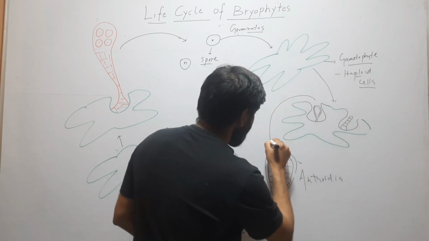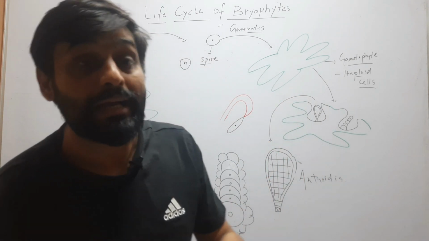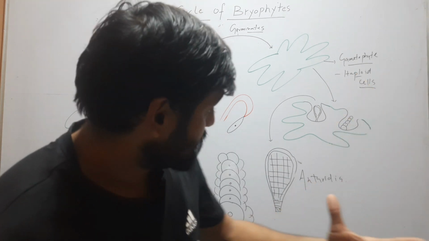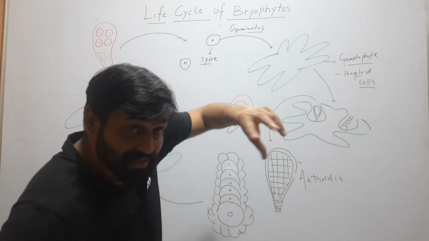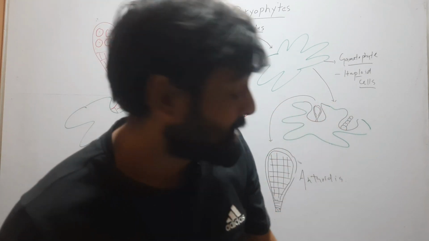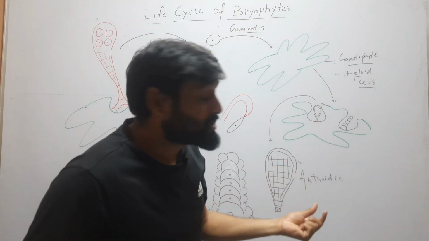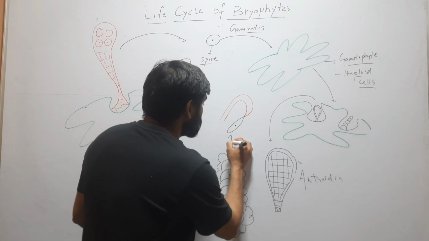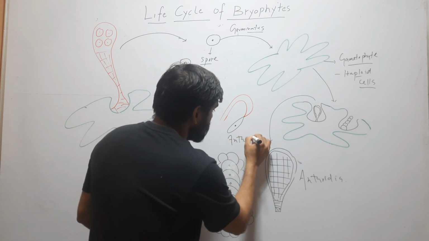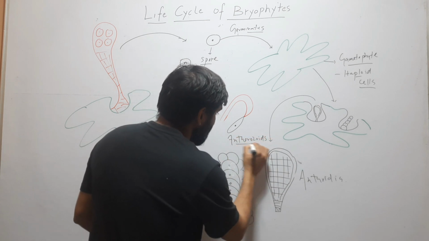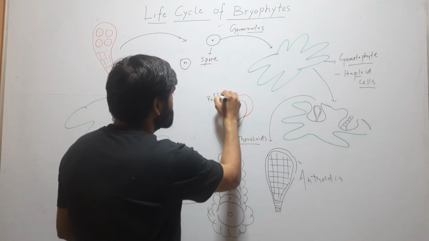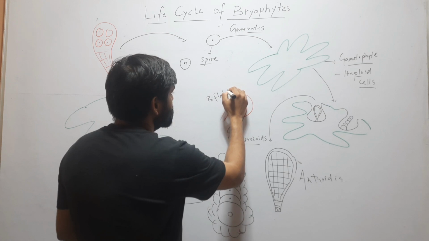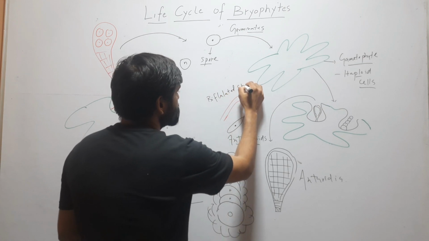So this is antheridia. Antheridia is a club-shaped stalked structure which has a single sterile jacket, and inside this sterile jacket there is a mass of androcytes. These androcytes on maturity will form antherozoids, and these are antherozoids. So antherozoids are biflagellated structures.